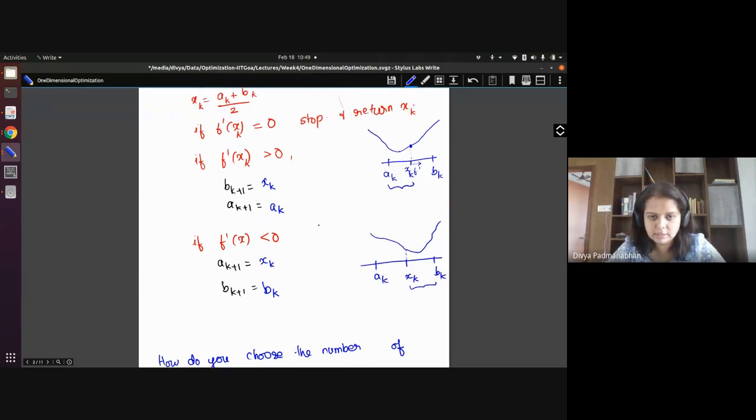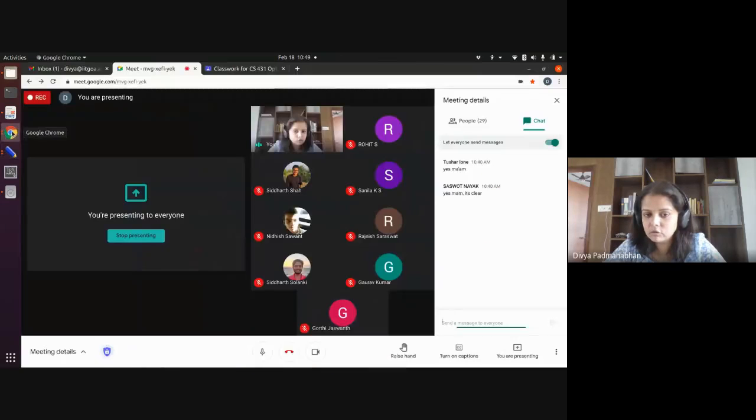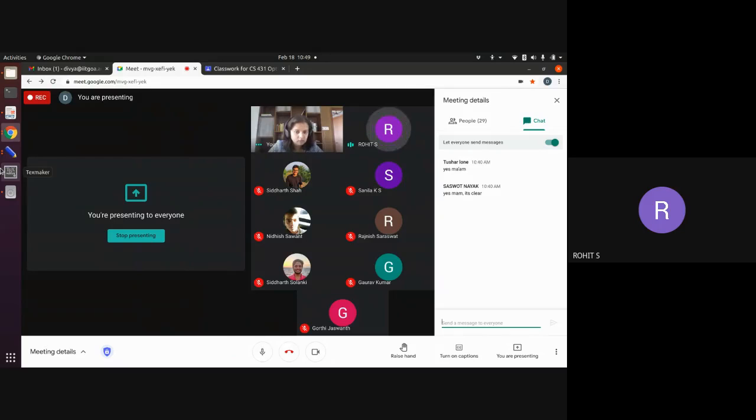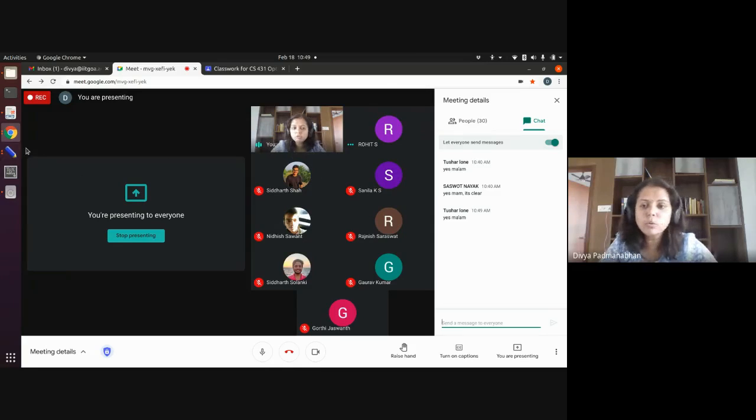So is this fine for all of you? I'm just rushing through it because I think many of you have seen it already. There's an alternative version also, where we don't use the derivative, we instead compare f of ak, f of bk, and f of xk, and then we reduce the size of the interval accordingly.